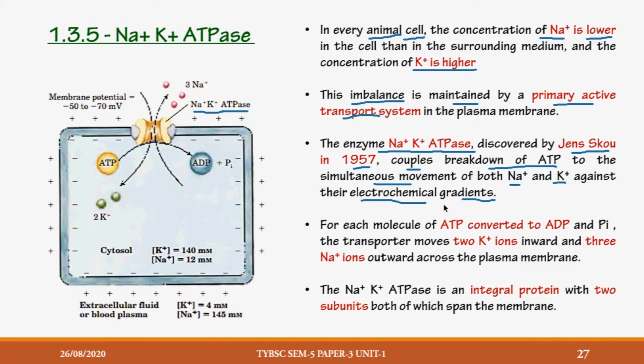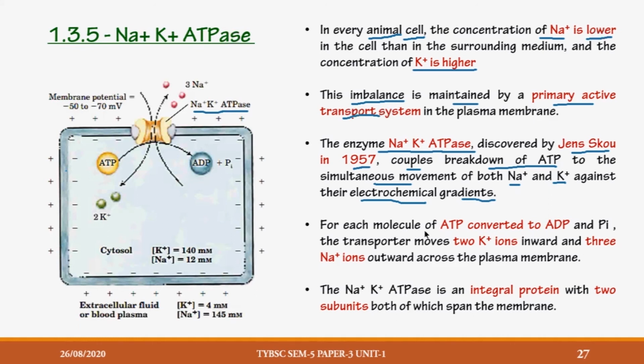Now moving ahead, for each molecule of ATP converted to ADP and Pi, मतलब जैसे कि आप वन मॉलिक्यूल का ATP जो है उसको ब्रेक डाउन करेंगे to ADP and Pi. So we understood there are two functions, two processes coupled by this particular Na plus K plus ATPase. Na plus K plus ATPase क्या करती है, दो प्रोसेस को कंबाइन करती है. फर्स्ट है ATP का ब्रेकडाउन और सेकेंड है Na plus और K plus का ट्रांसपोर्ट.